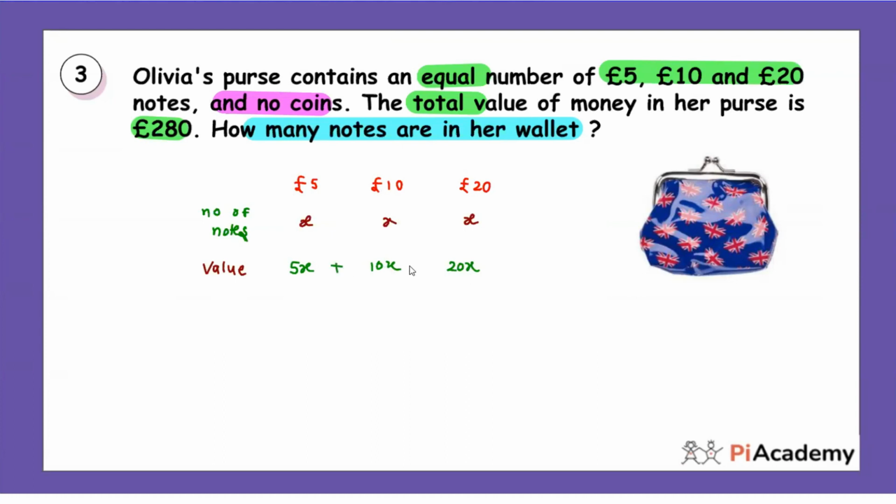So if you add all these values, this must equal the given amount, and that is 280. Clear? So this way you can create an equation. Once you have this equation, you can add them: 5X plus 10X plus 20X. That is in total 35X. 35X equals 280. Now on both sides you can divide by 35. So X equals 280 divided by 35.